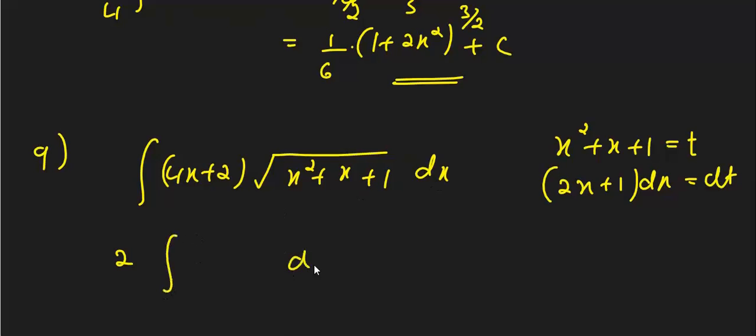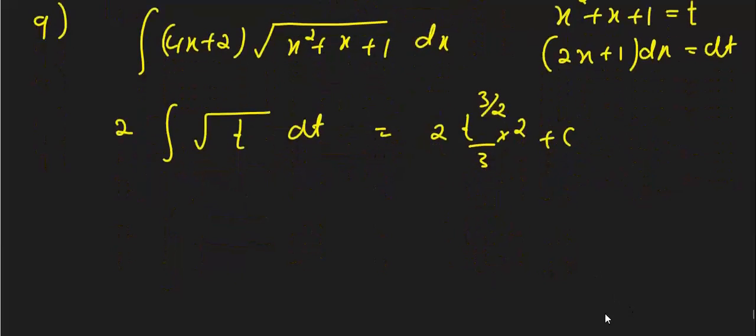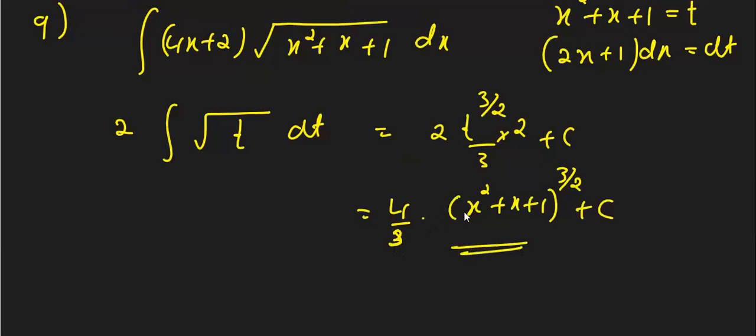So that is to be replaced by dt, and root of this term x square plus x plus 1 is considered to be t. So now this is 2 integral root t dt, that is 2 into t to the power 3 by 2 divided by 3 by 2 plus c. That is 4 by 3 times t to the power, what is t? x square plus x plus 1 to the power 3 by 2 plus c. 4 by 3 into x square plus x plus 1 whole to the power 3 by 2 plus c.